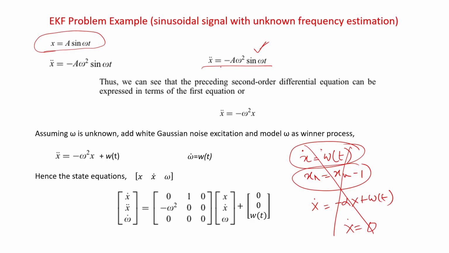So, x double dot is equal to minus a omega square sin omega t, I am just doing some derivative and all. So, you can see this x double dot equals minus omega square x, you can model it yourself. Okay. And omega is unknown, omega could be anything. Here I have modeled it as a white noise.